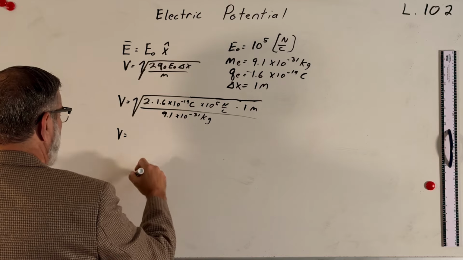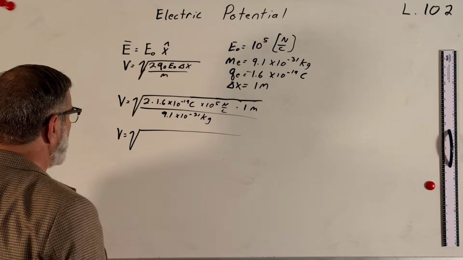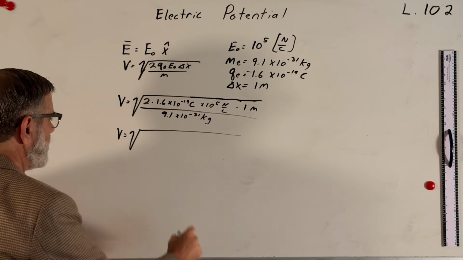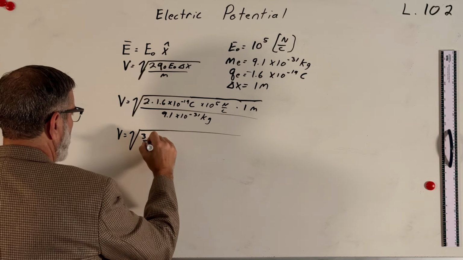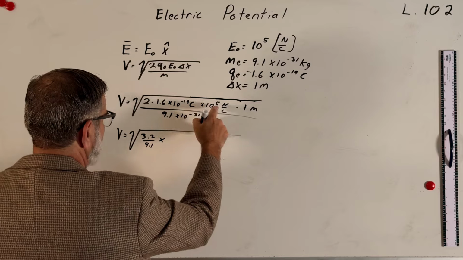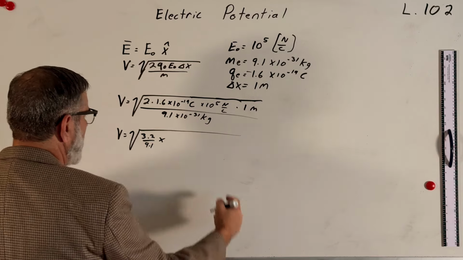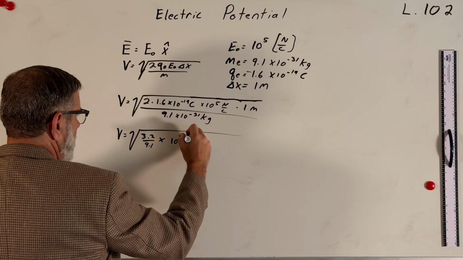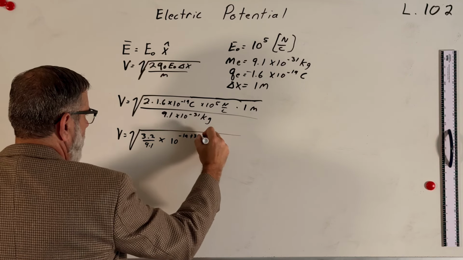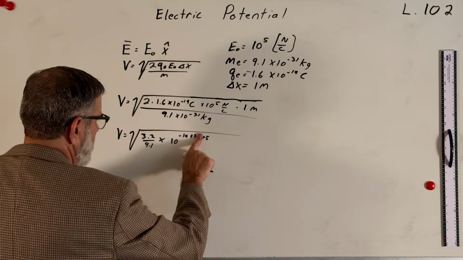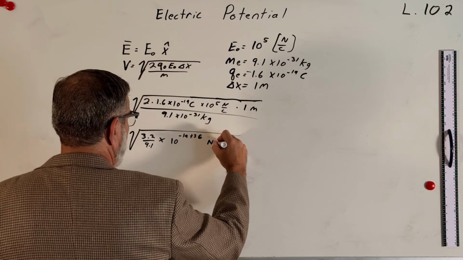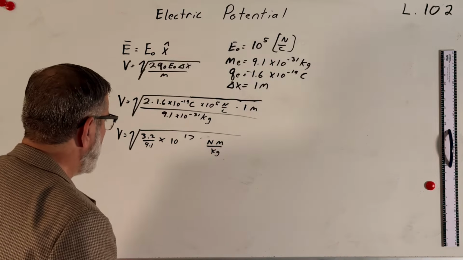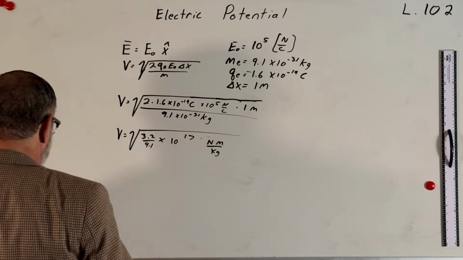And we're going to get that the velocity is equal to the square root of, well, 2 times 1.6, that's 3.2, over 9.1, that's a tough one, 3.2 over 9.1. Let's just do the powers of 10, times 10 to the minus 19 plus 31 plus 5. So that's plus 36, 17 newton meters per kilogram. Remember, the joule is a newton meter, right?